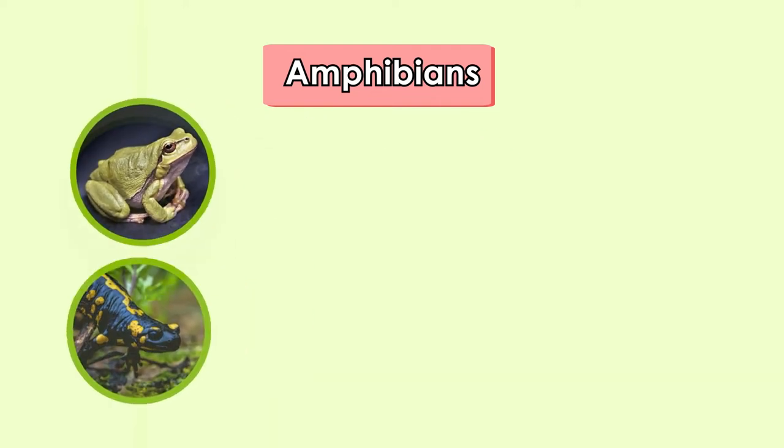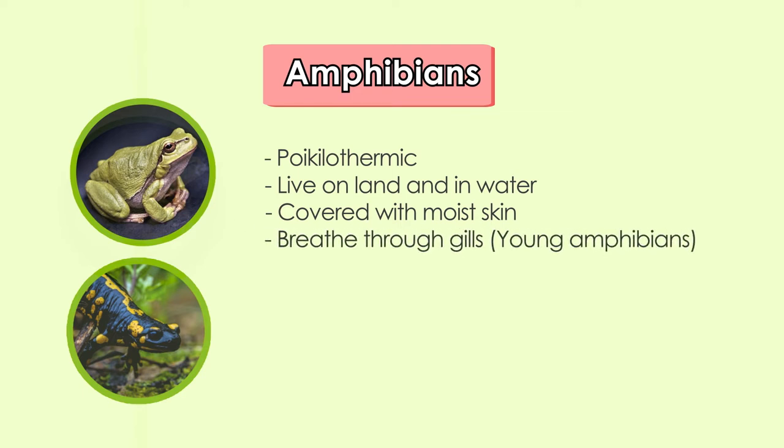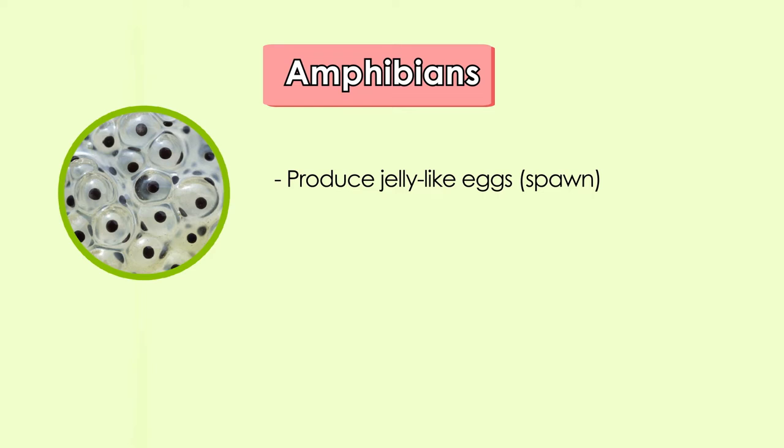Amphibians are also poikilothermic. Amphibians live on land and in water. Amphibians are also covered with moist skin. Young amphibians breathe through gills. They breathe using lungs and through moist skin. When they are adults, amphibians produce jelly-like eggs known as spawn. Lastly, amphibians undergo external fertilization.